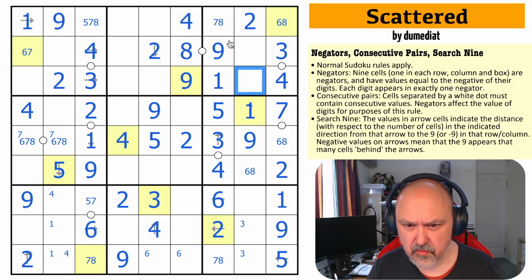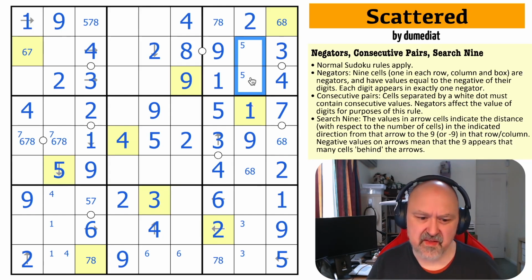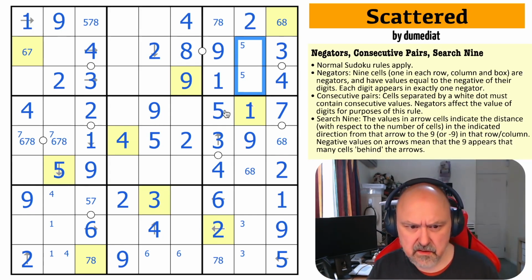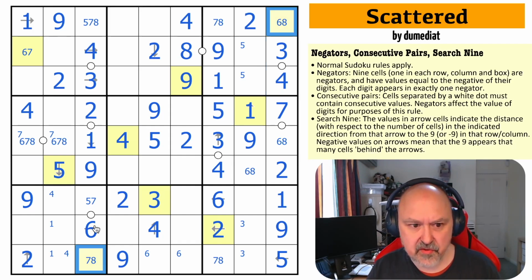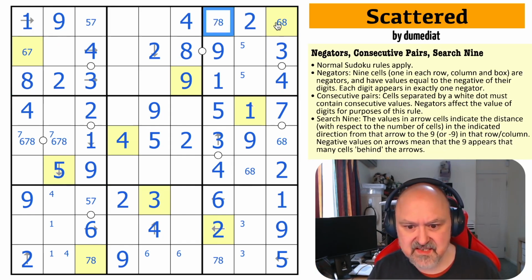This is not the 4. 1, 2, 3. There is a 5 in here somewhere. 5, 6, 7, and 8. Now the 6, 7, 8 has to do something. Well, 8 is in one of those two, so that's not the 8. And that's not the 8, so this is the 8. 8 is definitely in one of those two.